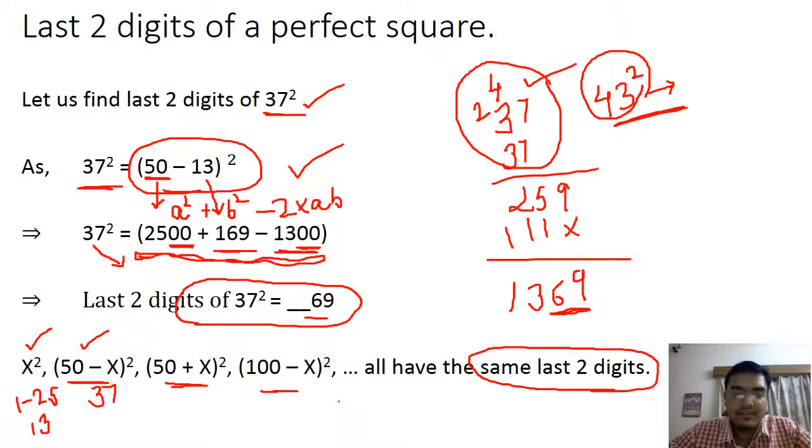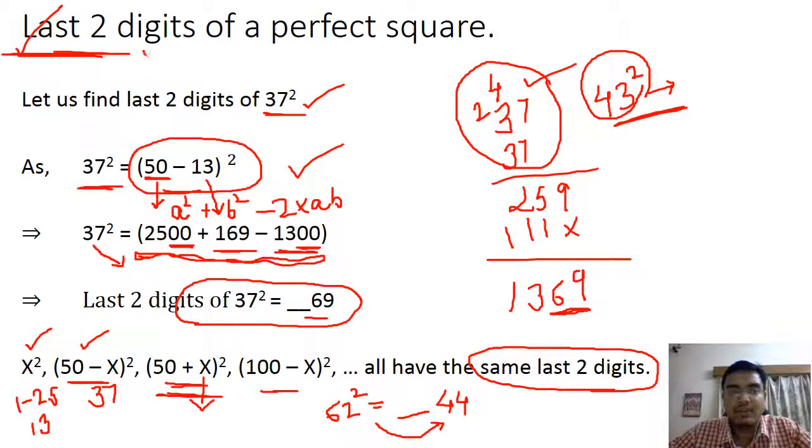So if I have 62 square, the last two digits of 62 square would be 44. Why? Because 62 is 50 plus 12. So the difference between 62 and 50 is 12. So it would end in 44. 144, so 44. 50 plus x whole square. So x becomes 12 in this case. So this is also one important concept. So you have to remember this.